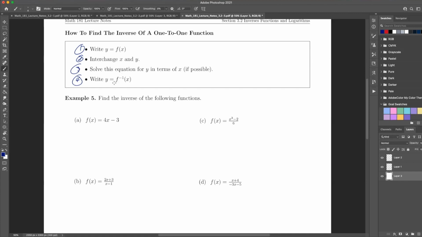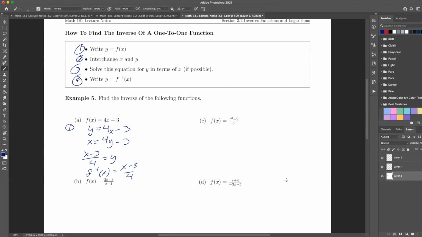So here we're just going to write y equals x minus 3. The first step is just to plug in a y. Then we're going to switch our x and y's, so everywhere I see a y, I'm going to put an x, and everywhere you see an x, you're going to put a y. Then you solve for y in terms of x, if possible. It's not always possible, but sometimes it is. So here we move over the 3 and divide out by the 4, and that equals y. Then y is equal to the inverse function, so the inverse of x is equal to x minus 3 over 4.